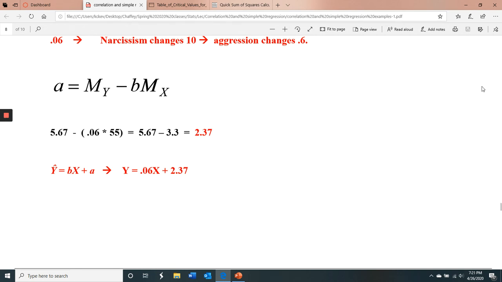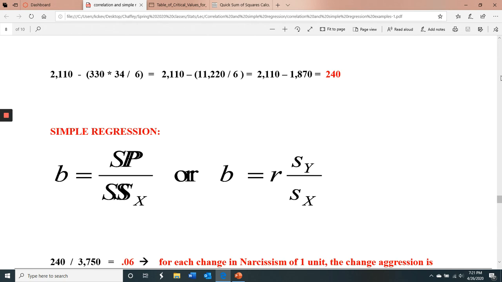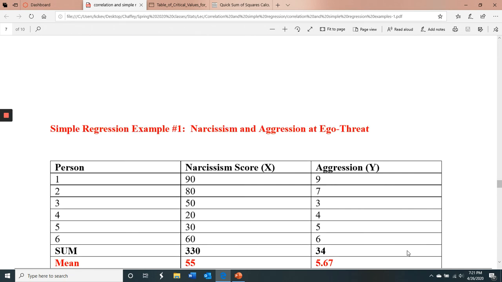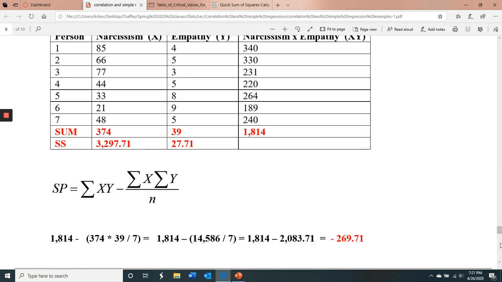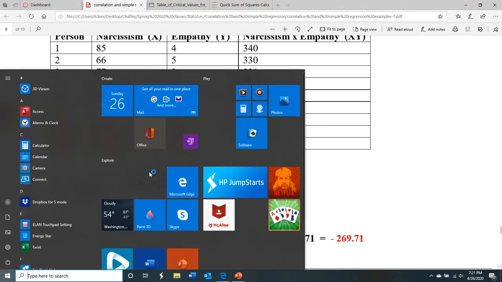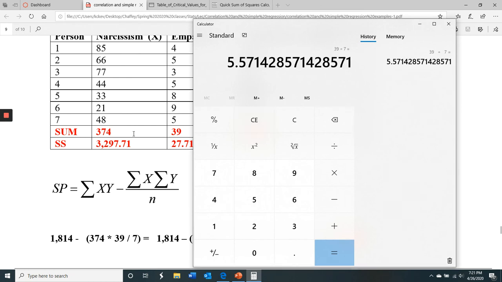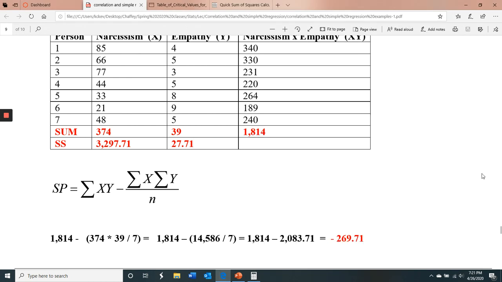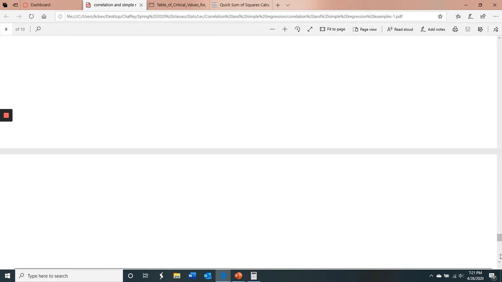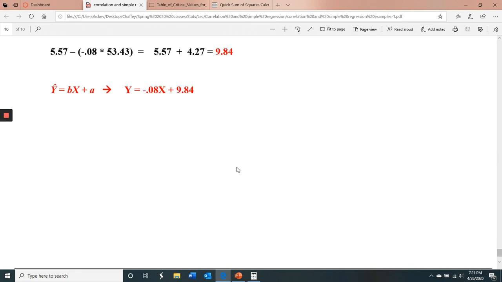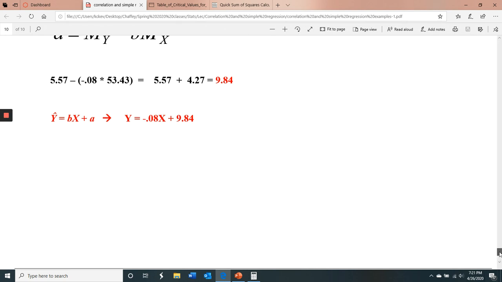What was that? I hate when this happens. Oh, that's why I went up too far. 39. That was freaking me out a little bit. 39 divided by 7. 5.57 should be our mean of y. And yes, indeed, I put 5.57 as the mean of y.